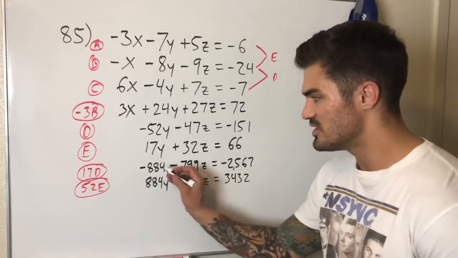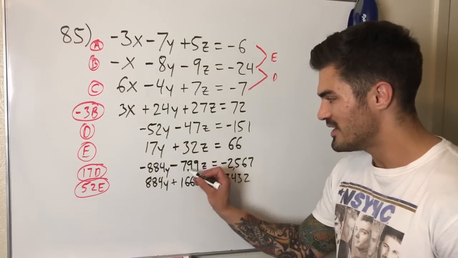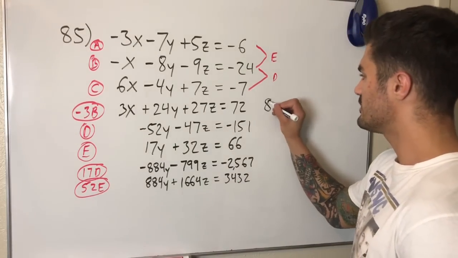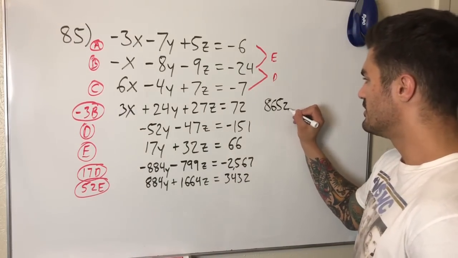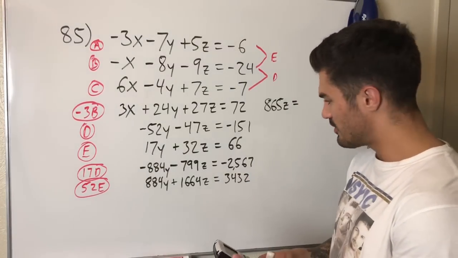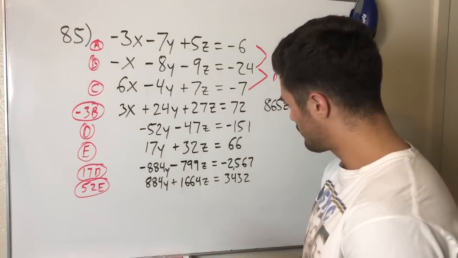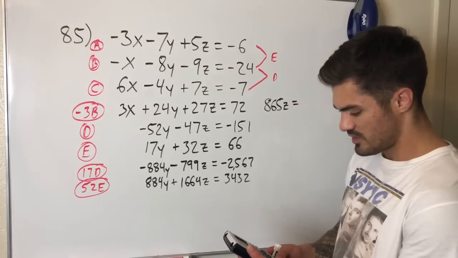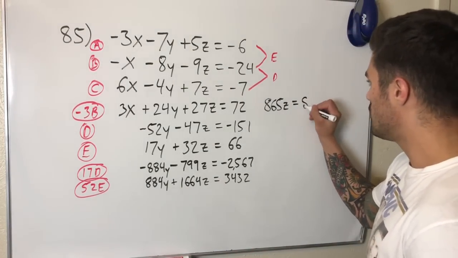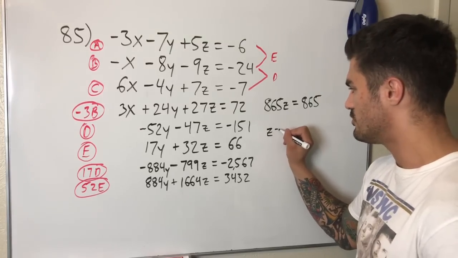So 865z. Hopefully y'all see, these cancel. I get 1664 minus 799, that's 865z. I'm going to write this over here: 865z equals, and I do this math here, it's going to be somewhere around 900, maybe 800. Let's see, 3432 minus 2567, 865. So z equals 1. I did all those crazy numbers just to find out that z equals 1.